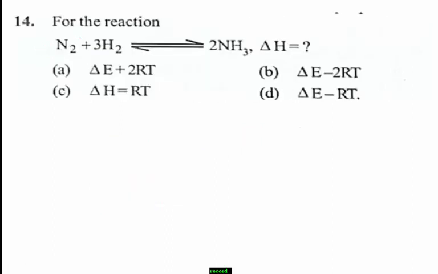Next, question number 14. Here one question is given. Carefully observe the given question. The formation of ammonia reaction is given here. N2 plus 3H2 gives 2NH3. Delta H is equal to question mark. Option A, delta E plus 2RT. Option B, delta E minus 2RT. Option C, delta H equal to RT. Option D, delta E minus RT. Which one is the right answer?